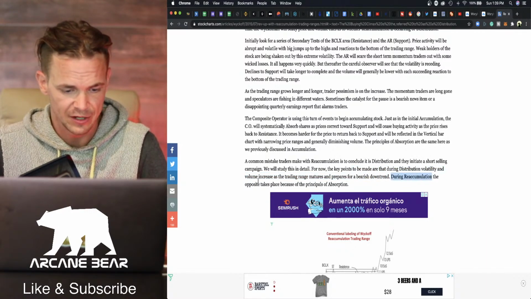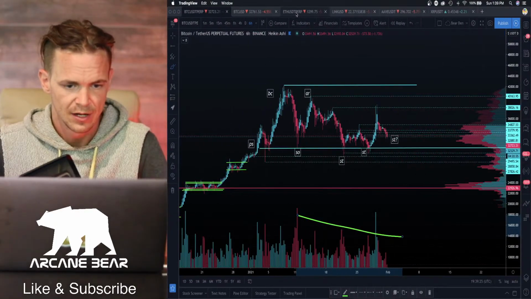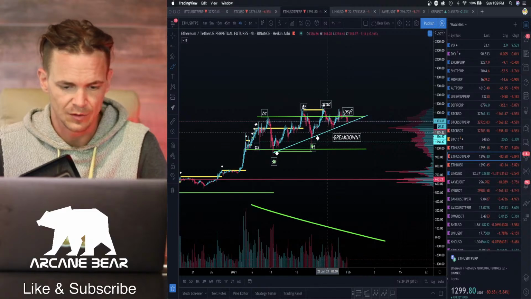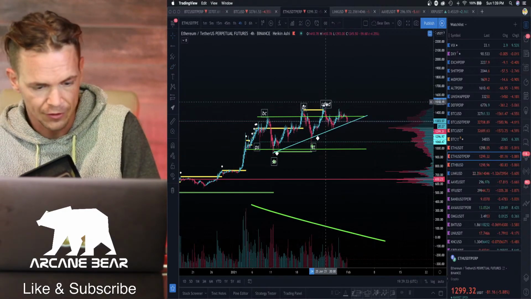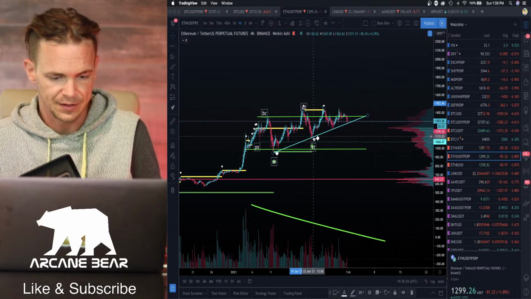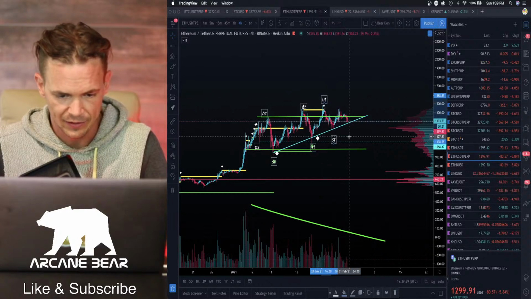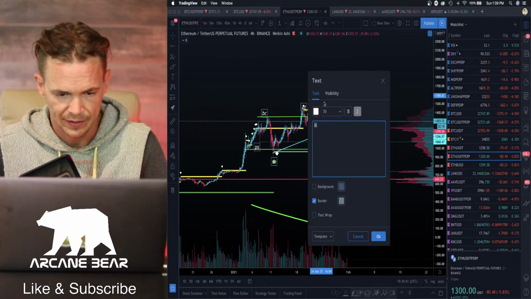During reaccumulation, the opposite takes place, and the principles of absorption. And that's what we can see here for Ethereum as well, is that volume is decreasing, which again leads me to believe that we were right the first time, that these are not the breakdowns. These are secondary tests.